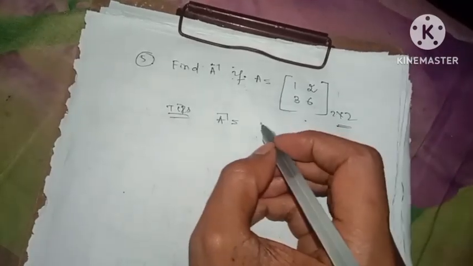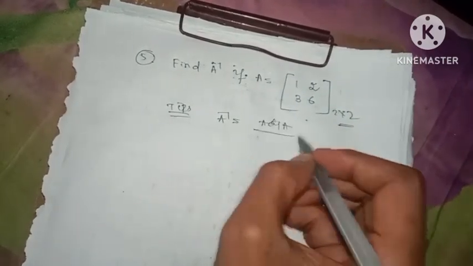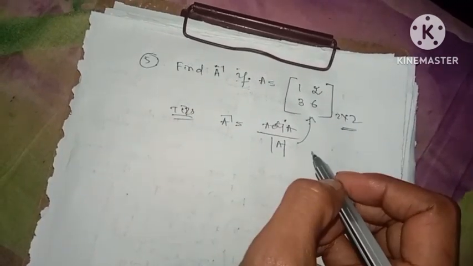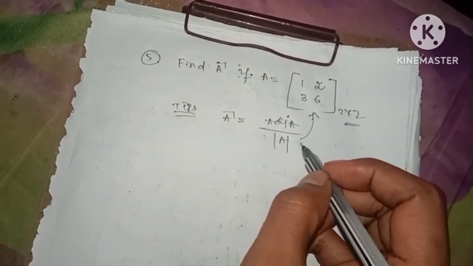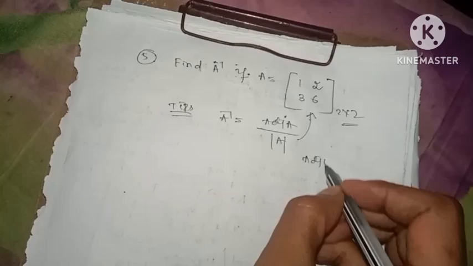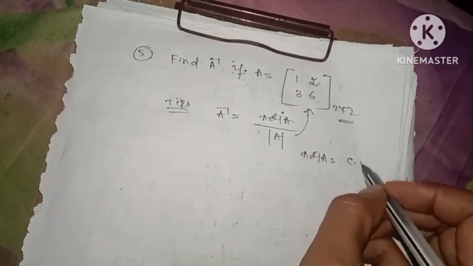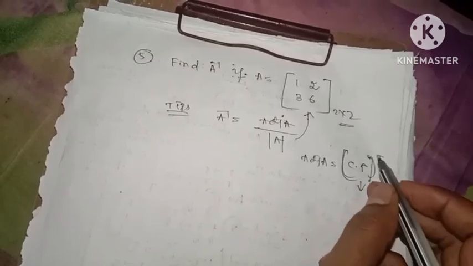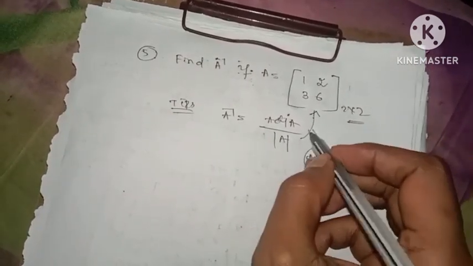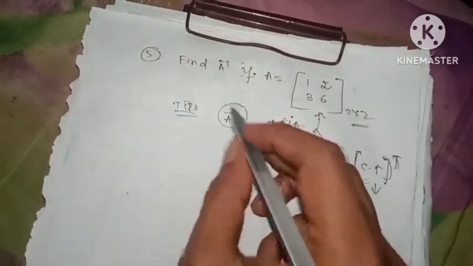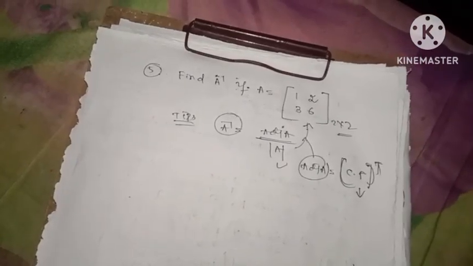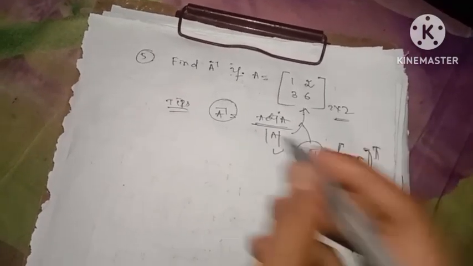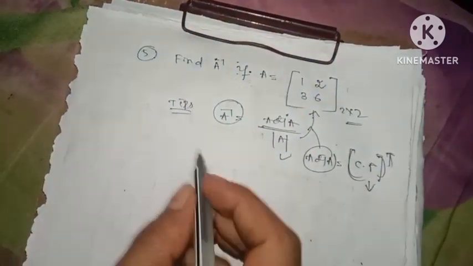The A inverse formula will be adjoint A by determinant of A. So you will find the determinant of this matrix, and adjoint A means cofactor transpose. Find the cofactor, then take the transpose. This is the adjoint of A. So adjoint A divided by determinant is the A inverse. There is also an alternative method, row operation and column operation. So I will solve this method.